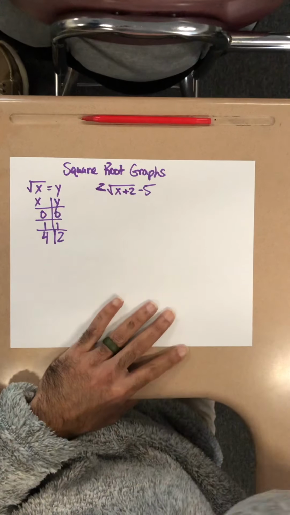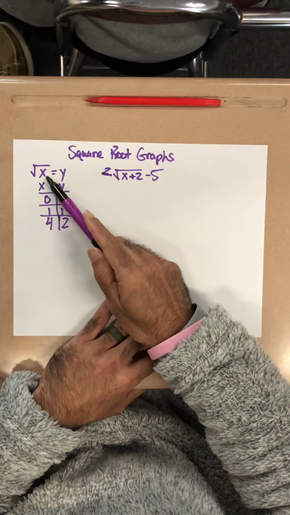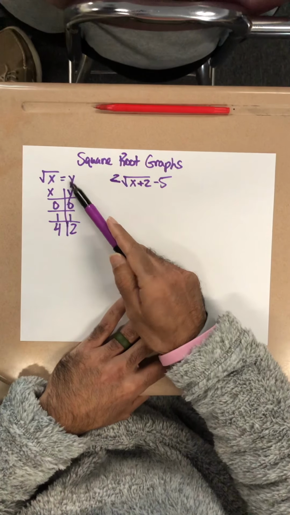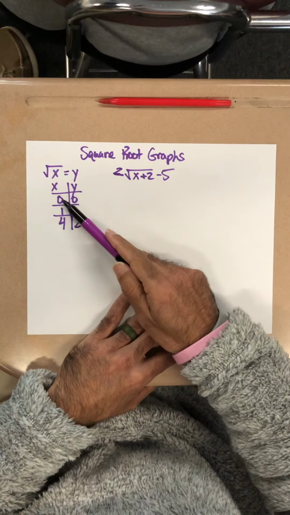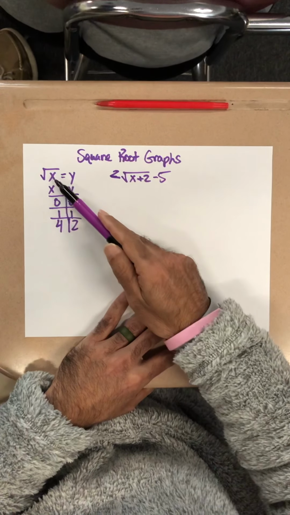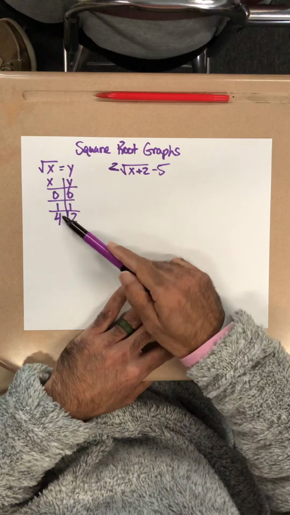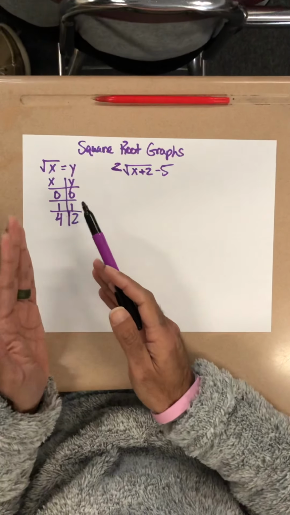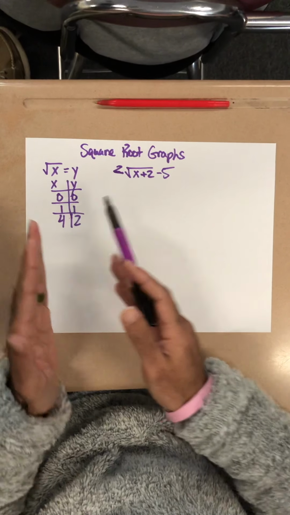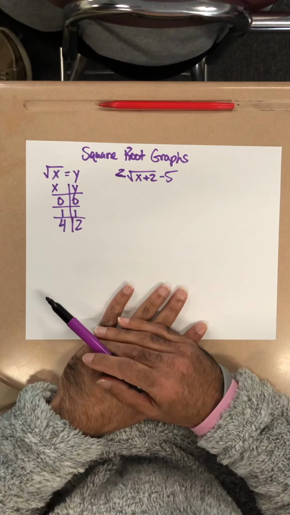Okay, so to understand a square root graph, we must first understand a parent function. The square root of x equals y. When you put 0 in for x, the square root of 0 is 0. The square root of 1 is 1, and the square root of 4 is 2. We will always use this function to graph the other functions, because everything from there is just changing this.